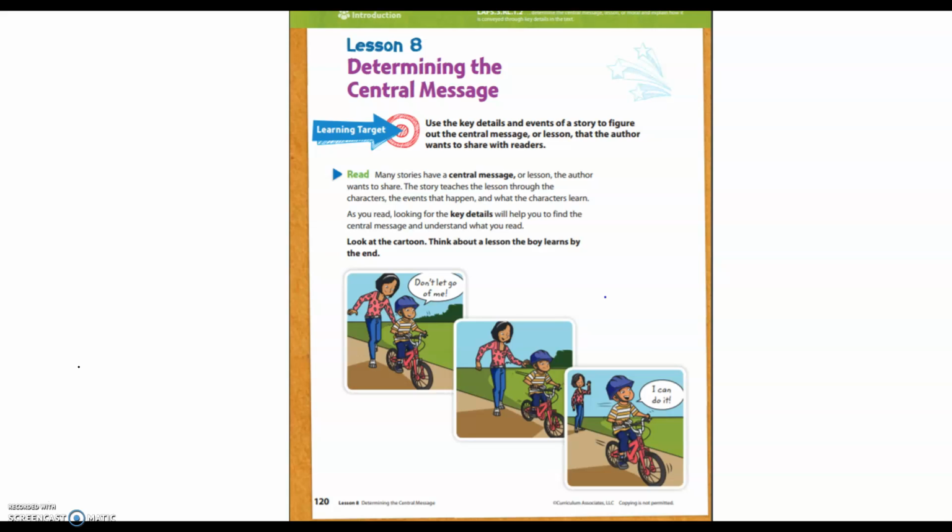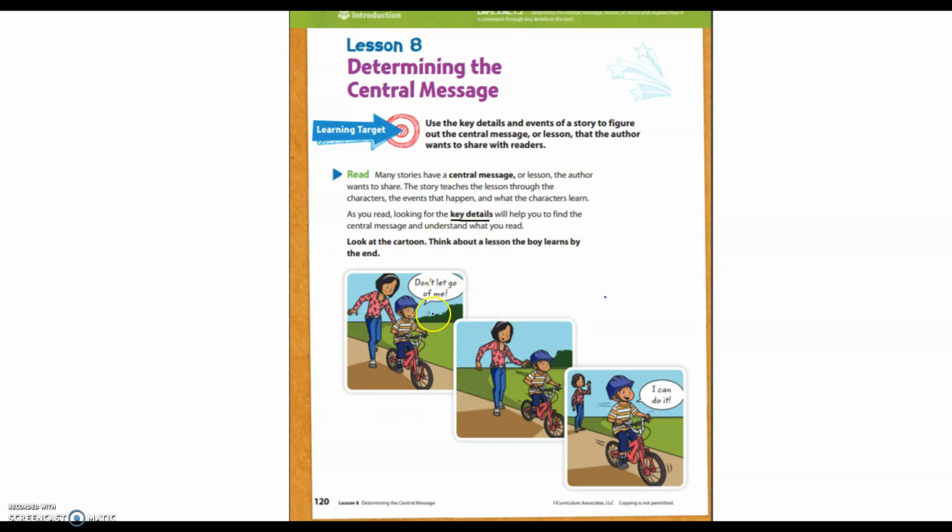So we use the key details and events of a story to figure out the central message or lesson that the author wants to share with the readers. Many stories have a central message or lesson the author wants to share. The story teaches the lesson through the characters, the events that happen, and what the characters learn. As you read, looking for key details will help you find the central message and understand what you read. So those key details are the characters' thoughts, words, feelings, and actions.